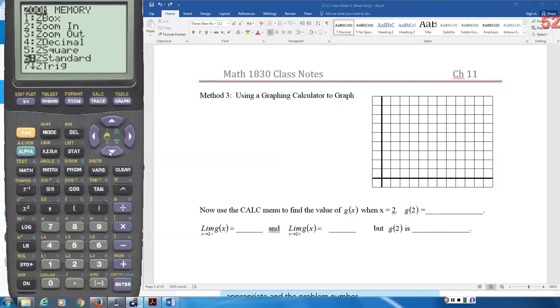Zoom standard basically just gives you the graph on a window that goes from -10 to 10 on the x direction and -10 to 10 on the y direction. That's what Zoom 6 is.